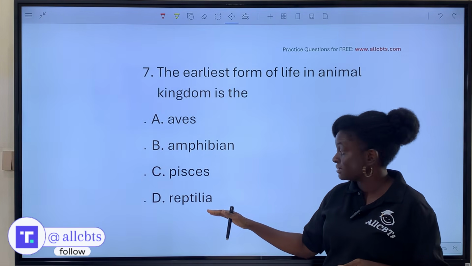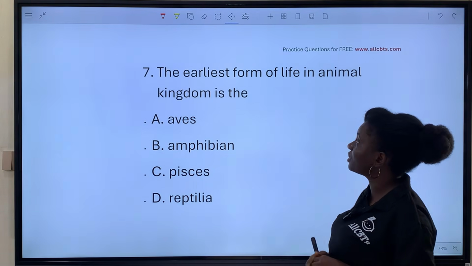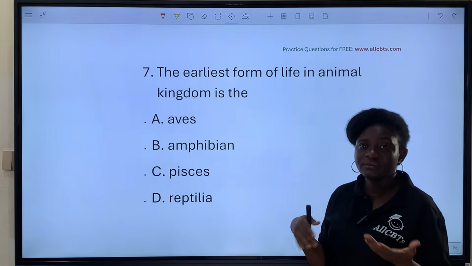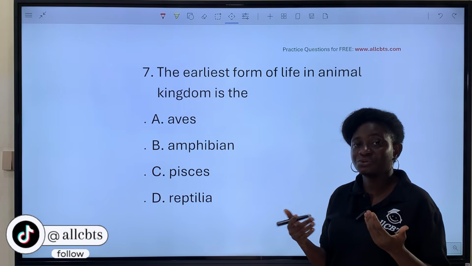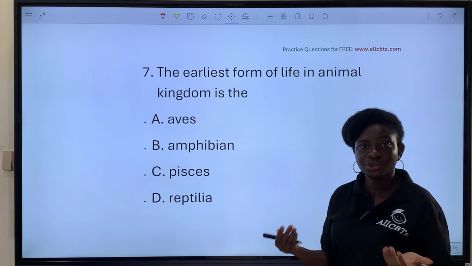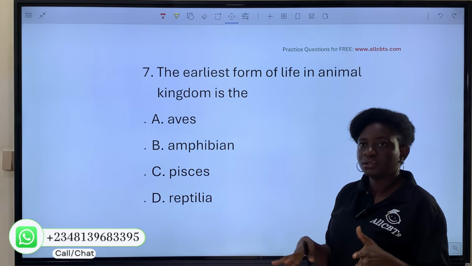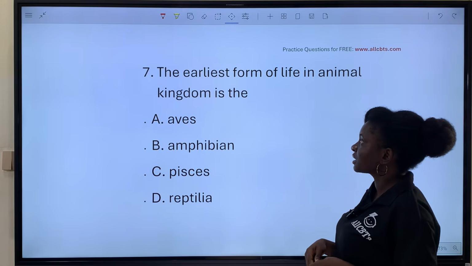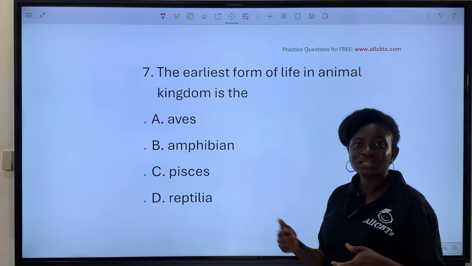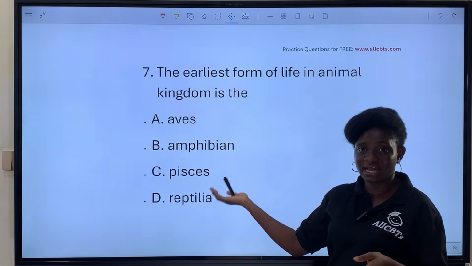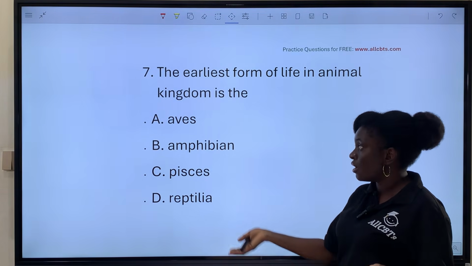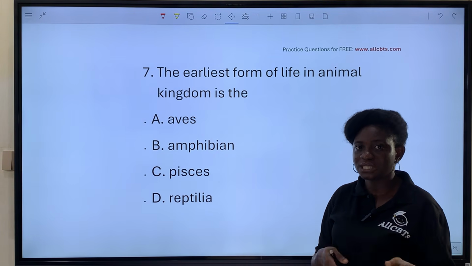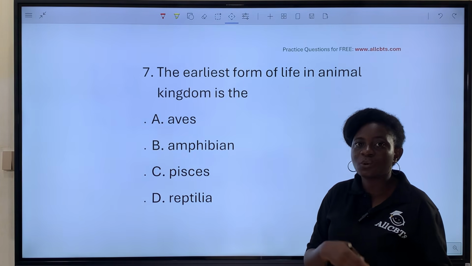Why? Because it was reported that in evolution, life evolves from water organisms. Life came from water. Looking at these options, the organism that mainly resides in water here is Pisces. For instance, the jellyfish. All of the other ones are not mainly aquatic organisms. Amphibians are both aquatic and terrestrial, but Pisces are mainly aquatic. So that's why we can say Pisces is the correct answer here. Question 8.